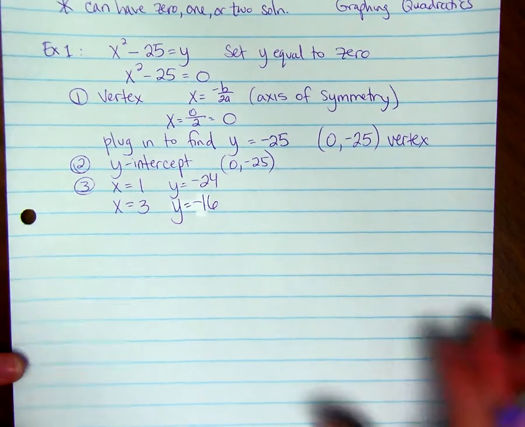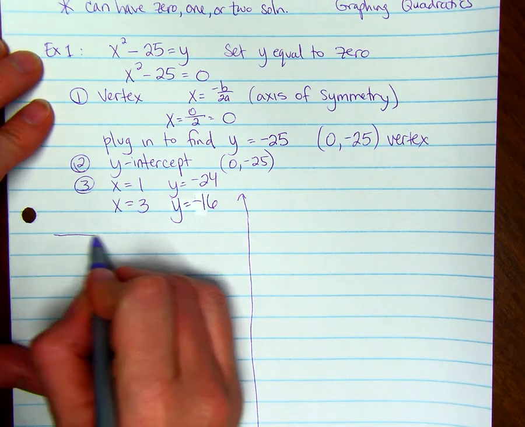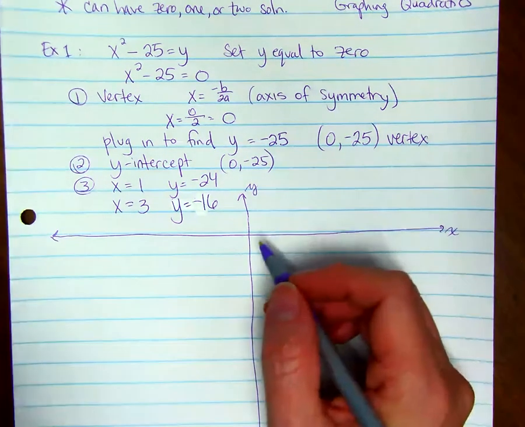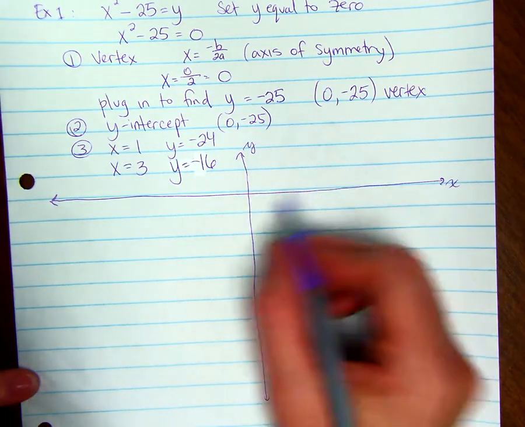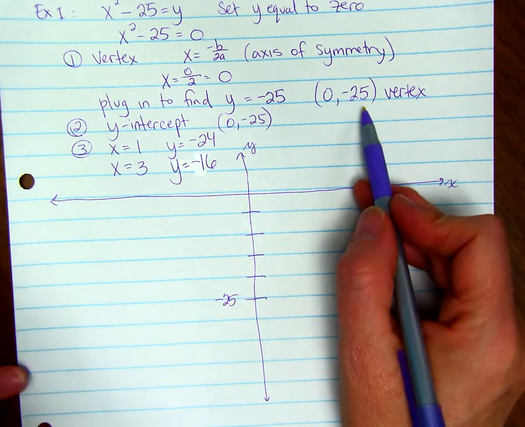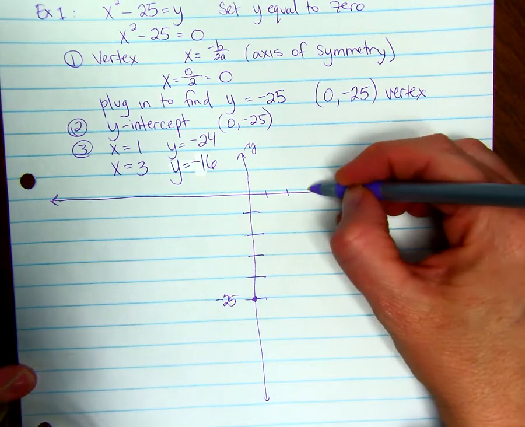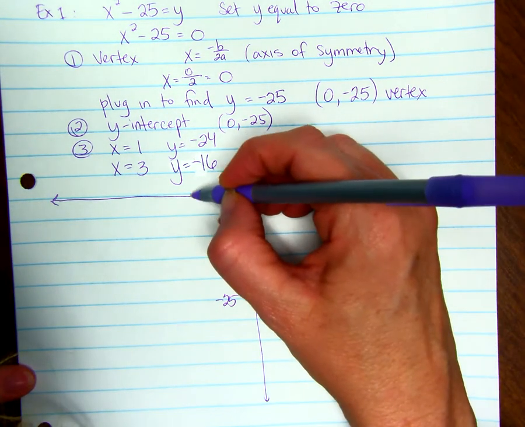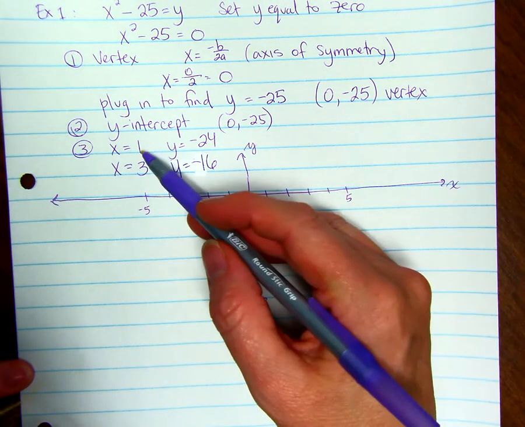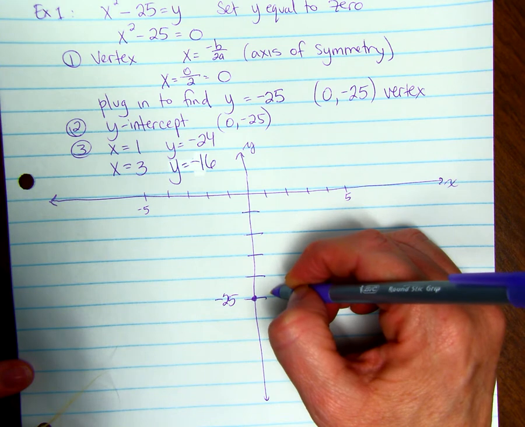So we've got enough points now that we can find the zeros. We're going to be way down low in the y's, so let's put our x-axis up a little bit higher. We want to go down to negative 25, so 5, 10, 15, 20, 25. And that's our vertex, 0, negative 25. At 1, it's negative 24, so we come down to about there. We're counting by 5, so it's about there.